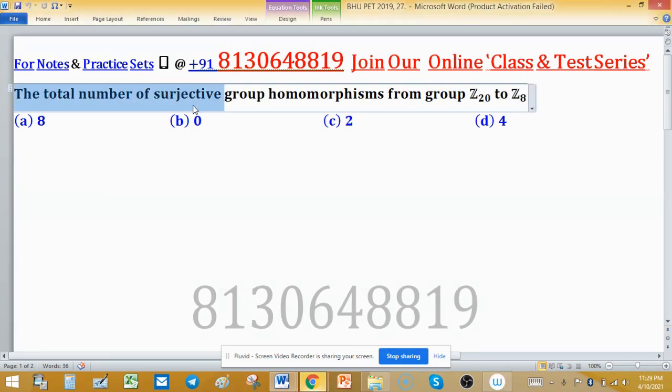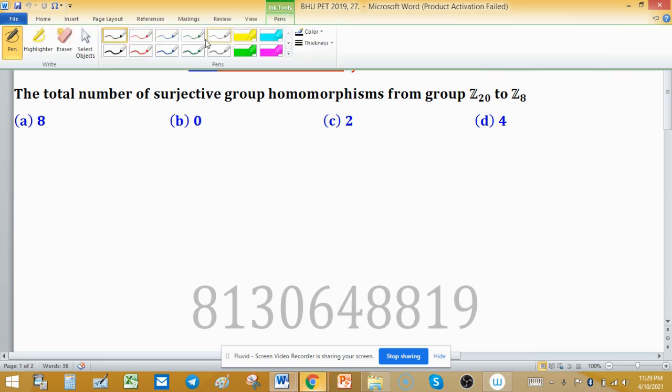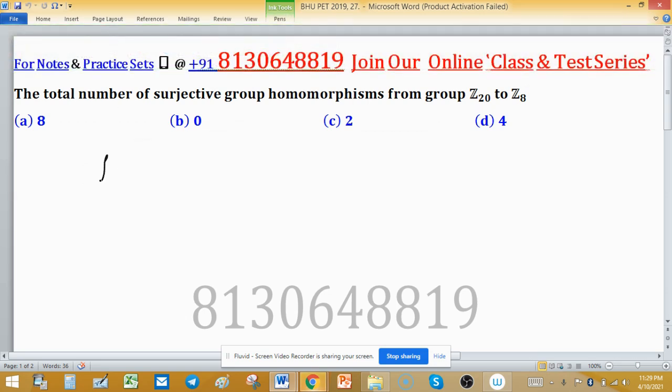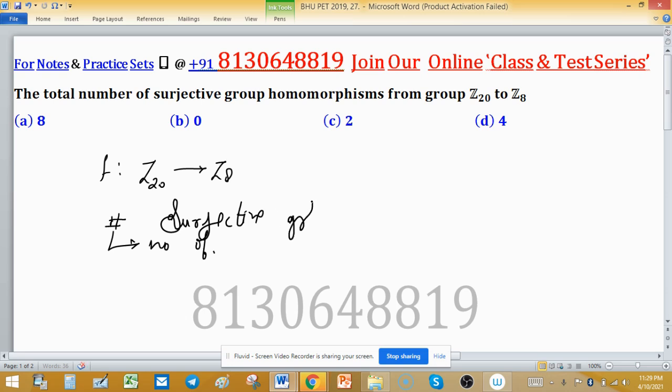The total number of surjective group homomorphisms from the group Z20 to Z8. We know that if f is a group homomorphism from Z20 to Z8, then we are seeking the number, which we normally denote by the hash symbol, of surjective group homomorphisms. We are seeking this one.